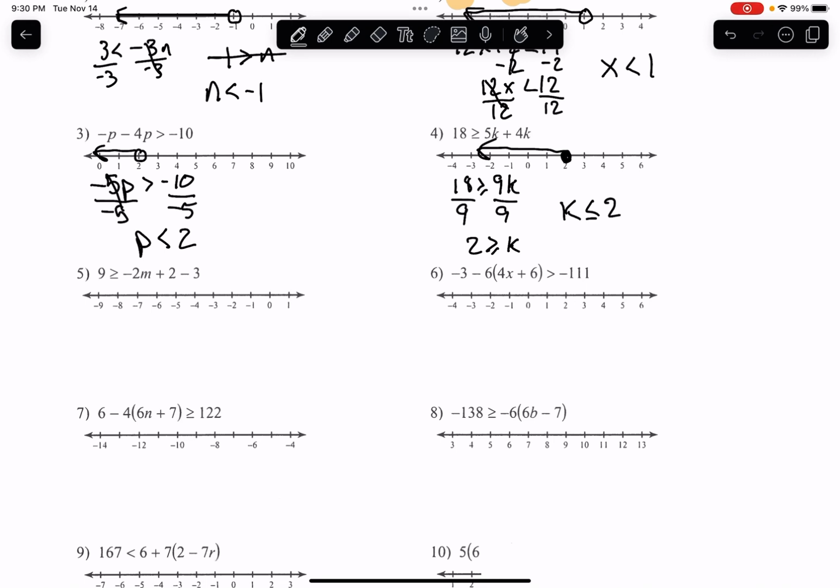All right, number 5. Combine like terms. So we have 9 is greater than or equal to negative 2m, and 2 minus 3 is a negative 1. So negative 2m minus 1. Gonna add 1.